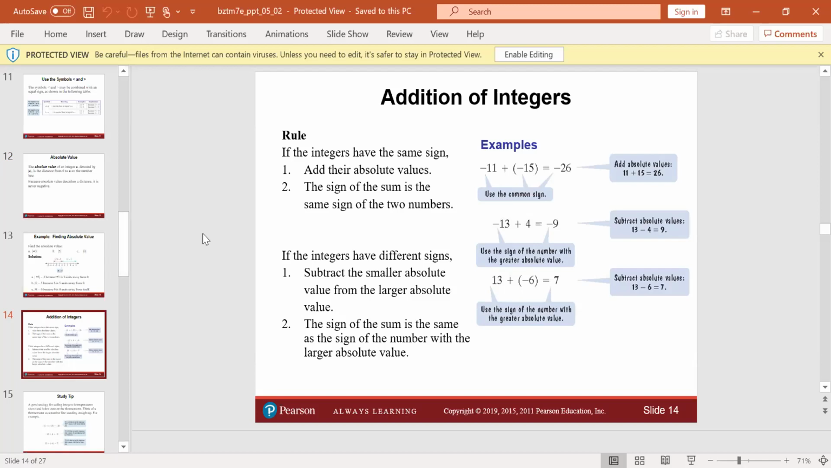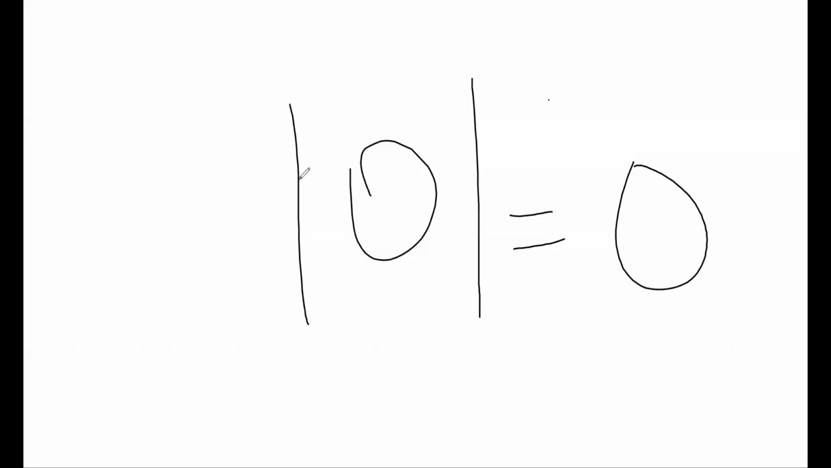Now here you see that little rule. It says if the integers have the same sign, add their absolute values. The sign of the sum is the same as the sign of the, what the heck? It's a lot of double talk. There's no way to get around that, unfortunately. So let's not double talk. Let's single talk, all right? And that's freedom right there.